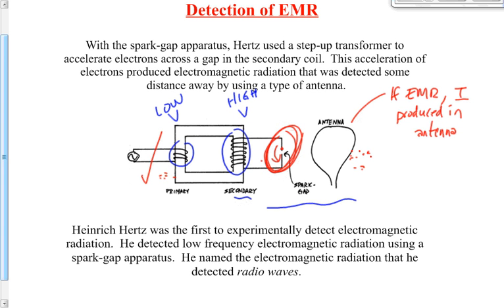What kind of EMR did he use? Well, at the time, he wouldn't have classified it, because at the time we didn't have classifications for EMR. It was Maxwell's theory that it even existed. He detected a certain kind of EMR here, of course, even though we didn't have a name for it, it still had a certain frequency. He named that type of EMR that he detected radio waves.